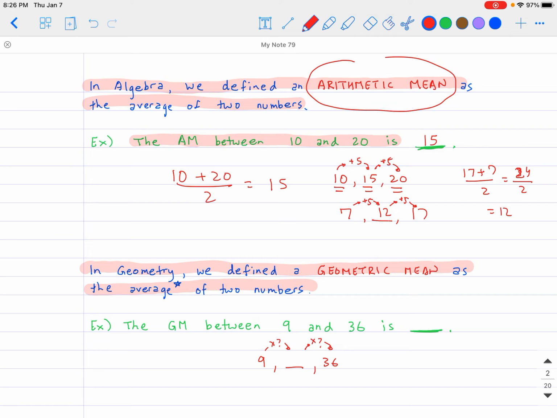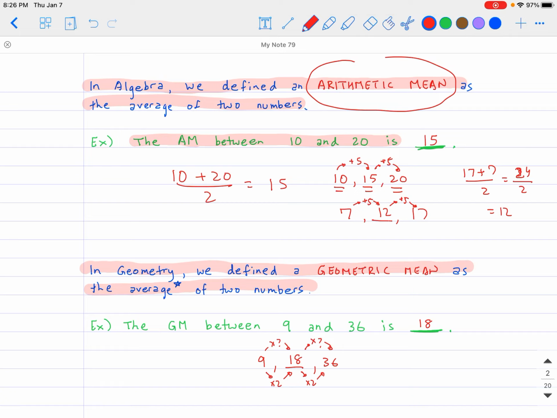Well, to save you a little bit of time, the geometric mean in this case is going to be 18, and I'll show you how to get that in just a sec. And the reason why it's 18 is because if I take 9 times 2, you can see that gets to 18. And if I take 18 times 2, that will give me 36. So hence, that's why this is going to be my geometric mean.